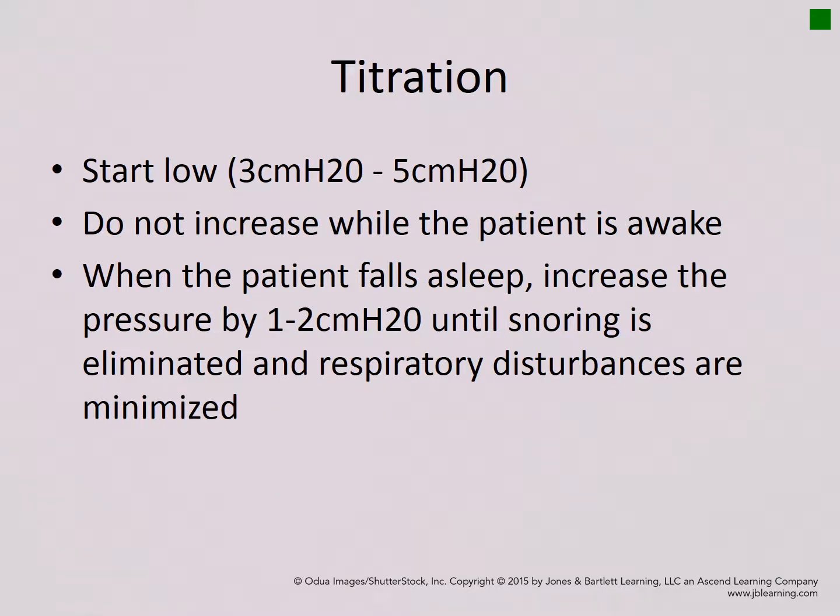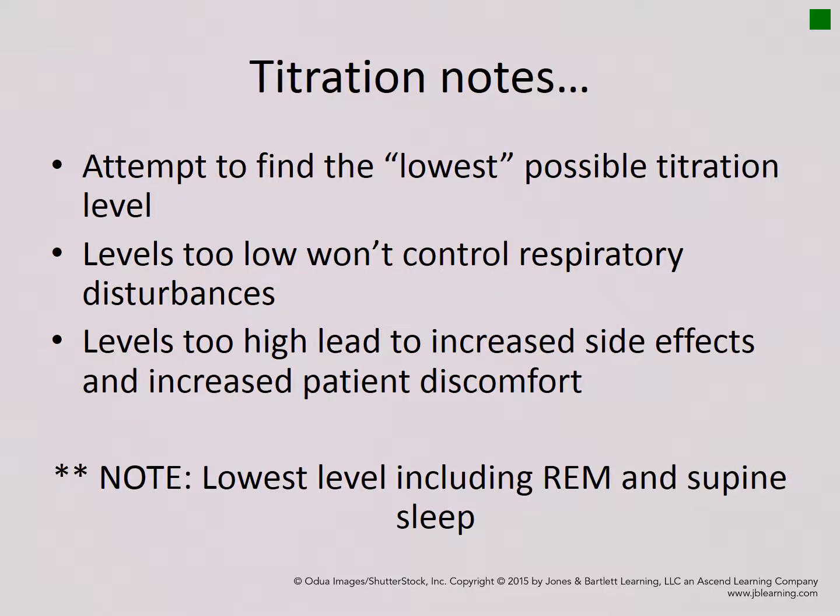So to do a titration, we usually start low. The slide says 3 centimeters of water pressure. That actually is not the recommendation. 4 centimeters of water pressure to 5 centimeters of water pressure is the recommended starting pressure by the AASM. So 4 to 5 is what you want to know. You're not going to increase the pressure while the patient is awake. You wait till the patient falls asleep, and then you're going to increase the pressure by 1 to 2 centimeters of water pressure until snoring is eliminated and respiratory disturbances are minimized.